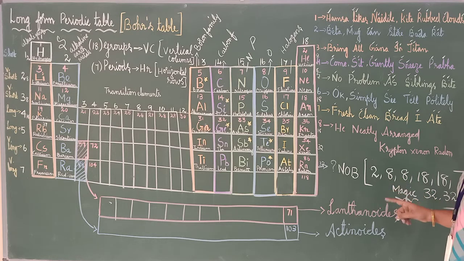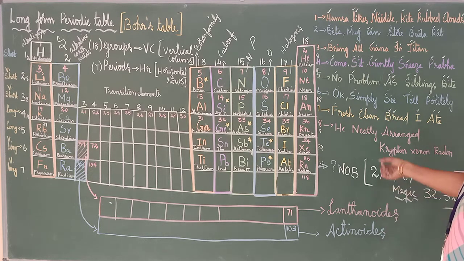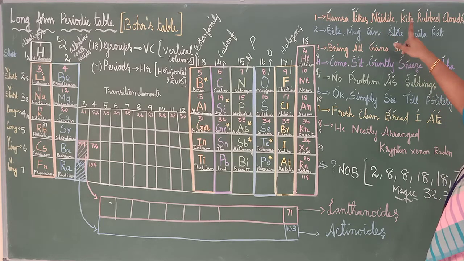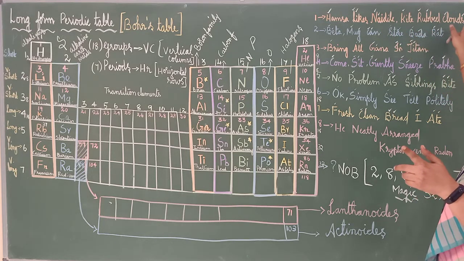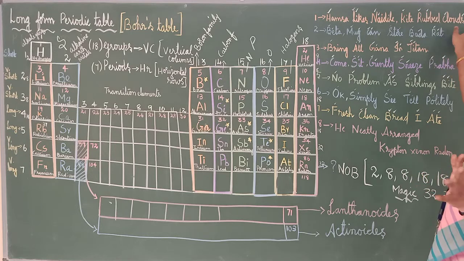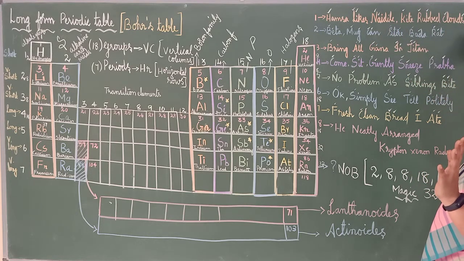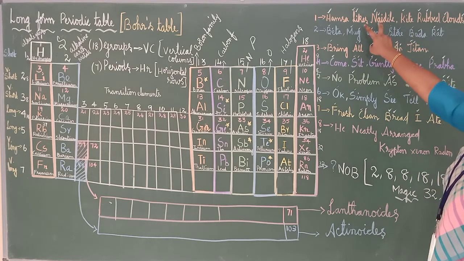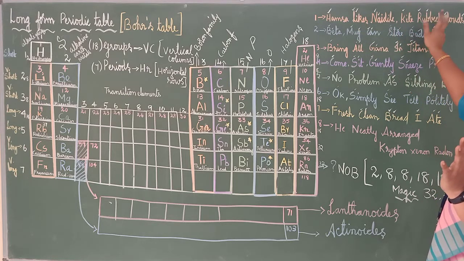Okay. This is how I have written. You can use your brain and you can write. Hamsa likes Maithile. That is one. And kite rubbed clouds because they are friends. Both the sentences are like this. This is also friends. Kite and clouds.